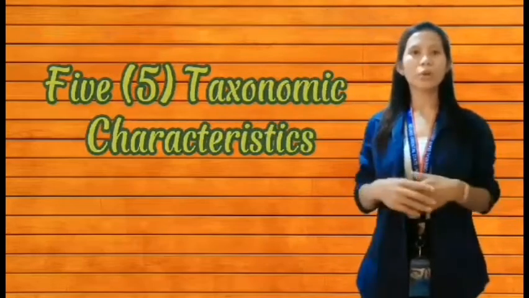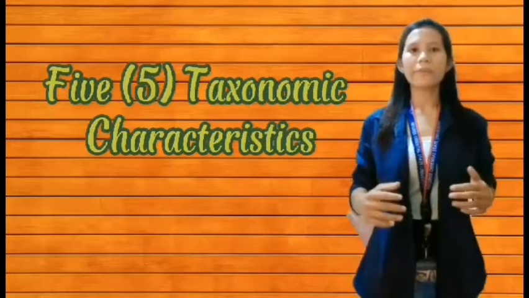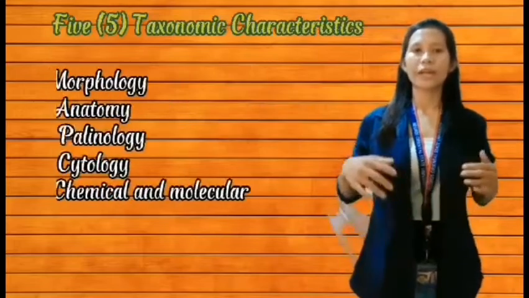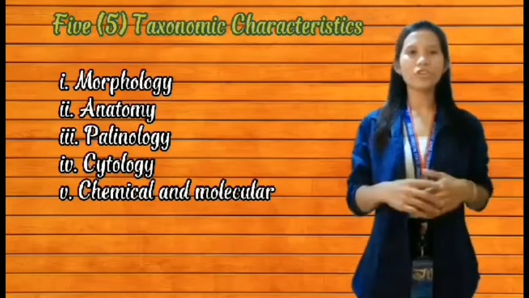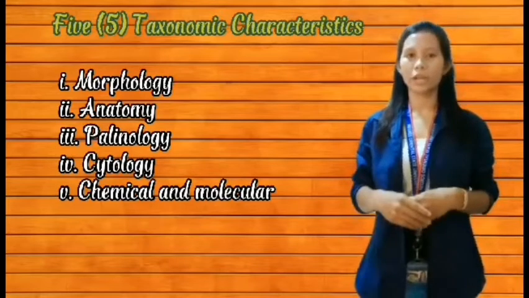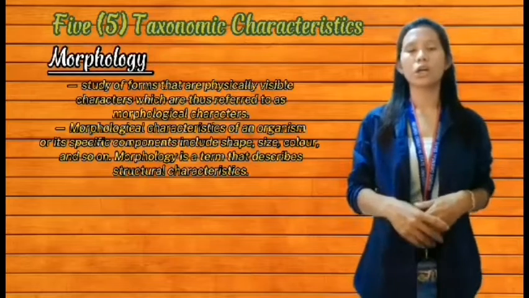So now let's move forward to the different taxonomic characters. So there are five taxonomic characters, which are morphology, anatomy, cytology, palynology, and chemical and molecular. So first, let's start with morphology.